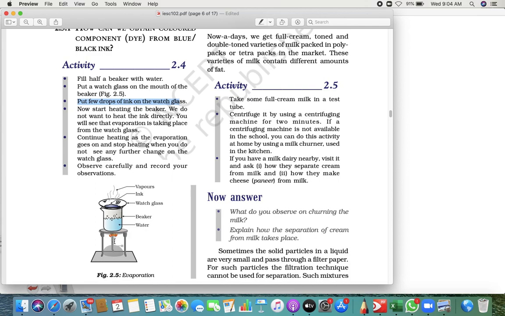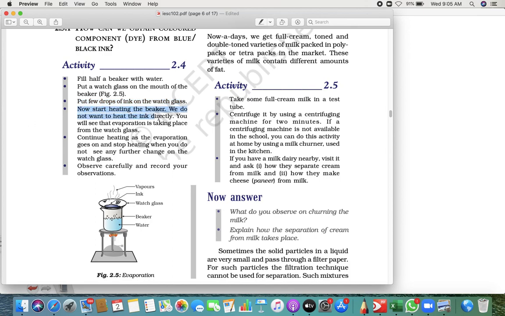Now start heating. If you directly heat the watch glass, the ink gets so dry that you will not get the dye properly. So for that, certain things should be heated like this, right? The way we used to prepare chocolates and all.